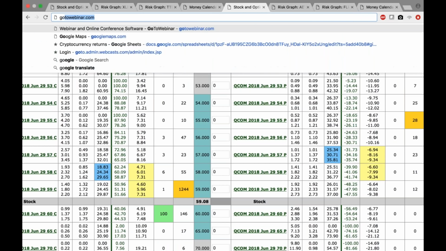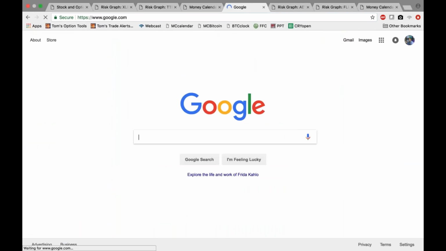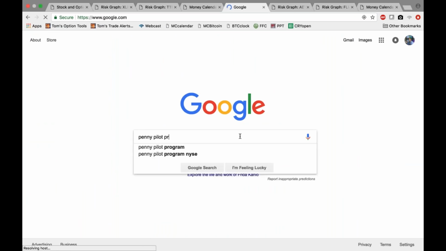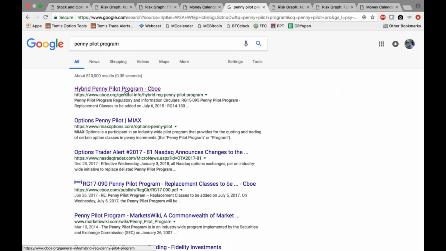Let's just go to Google. Not Google Maps, google.com. And then from here, if you just type in penny pilot program, you can see it pops right up there right away. And there it is, the very first one.